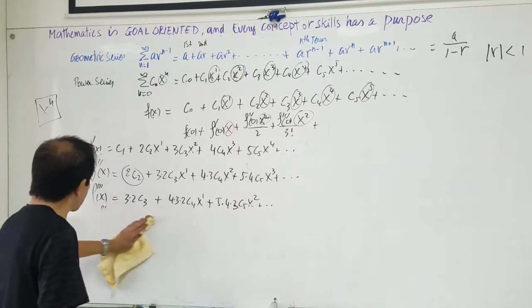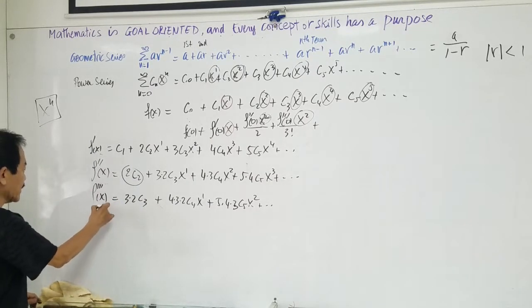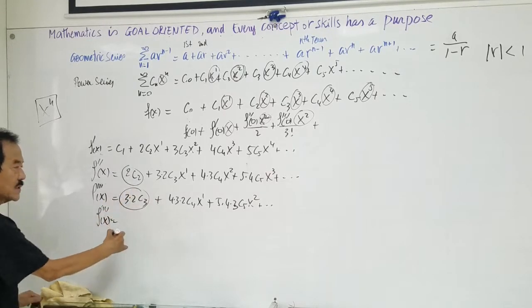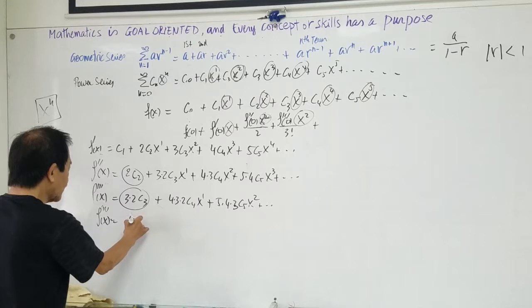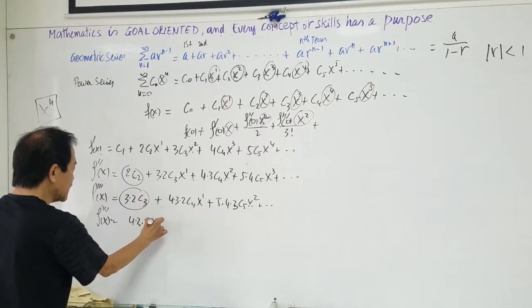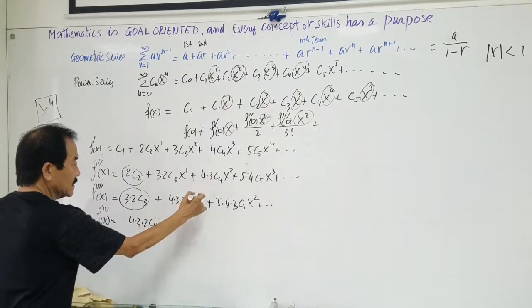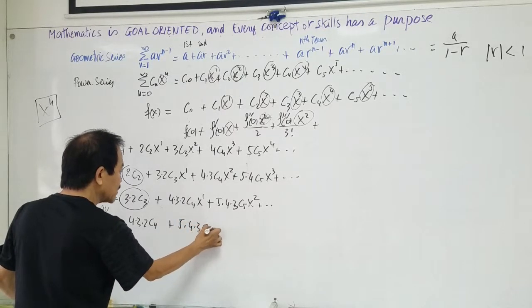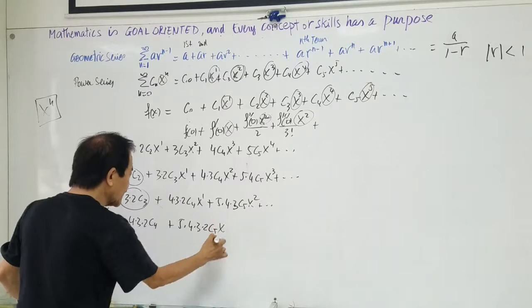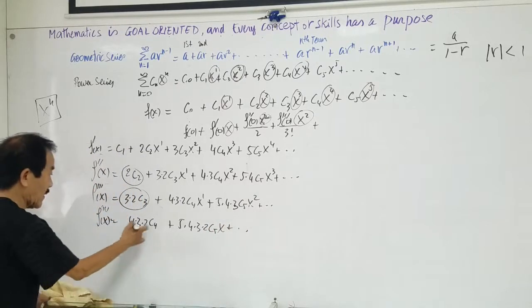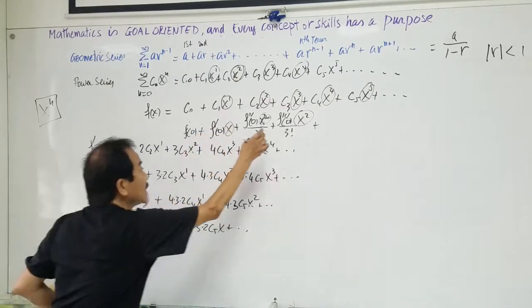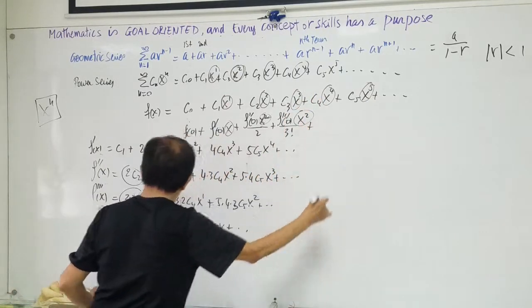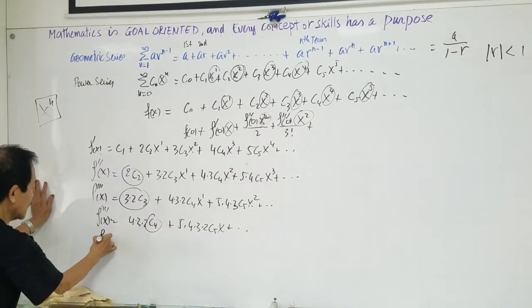So I take the fourth derivative. The fourth derivative of x equals: derivative of this one equals 0. Derivative of this one equals 4 times 3 times 2 C4. This one gone. And plus 5 times 4 times 3 times 2 C5 x, and so on. So now I solve for C4 because I want to substitute for C4 right here.